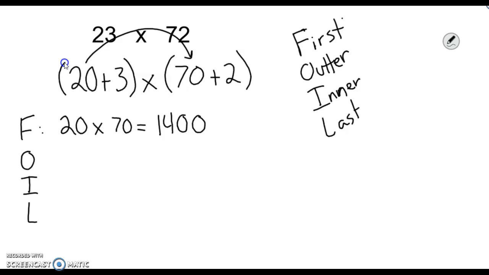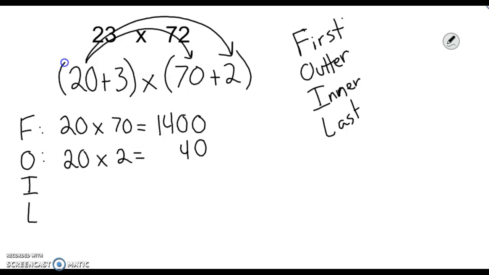Next, we're going to look at the outside numbers for the O. So the outside numbers, the farthest to the left, farthest to the right. So that gives us 20, and that gives us 2. So we're going to share those. We're going to distribute that 20 to that 2. 20 times 2. All right. We can use our shortcuts of 2 times 2. That gives us 4, and we have 1 zero to add on to the end.